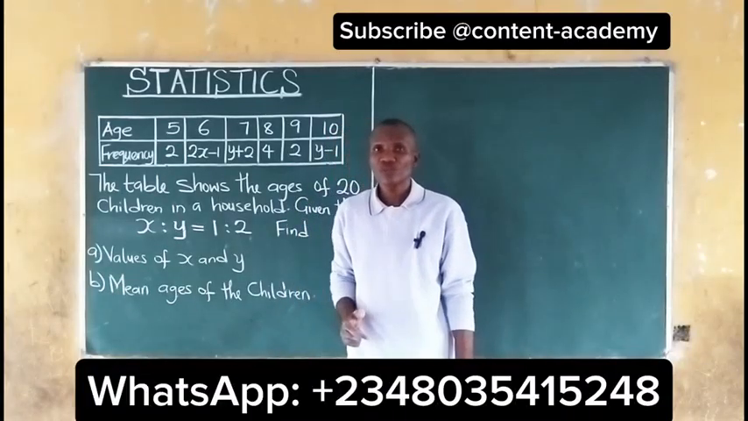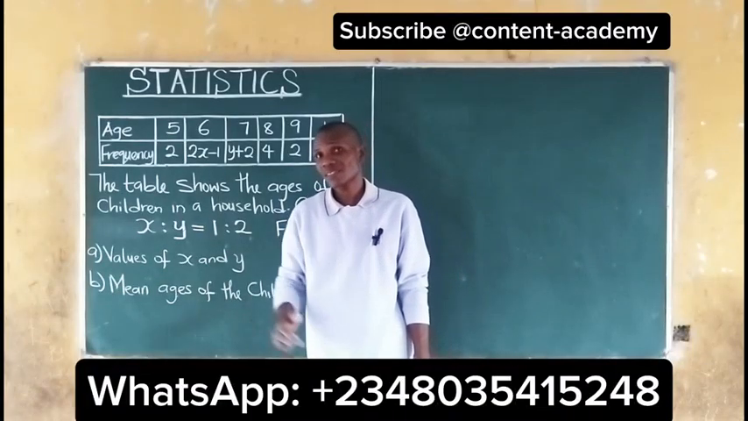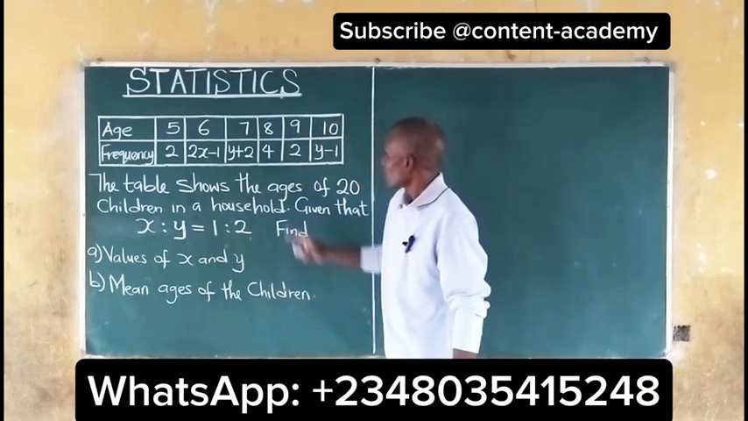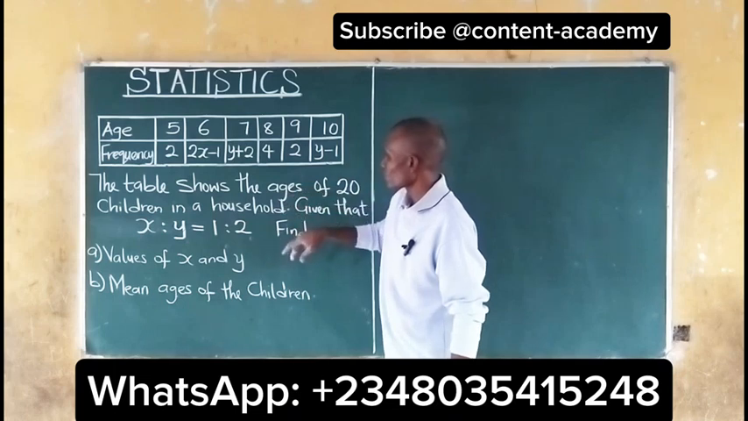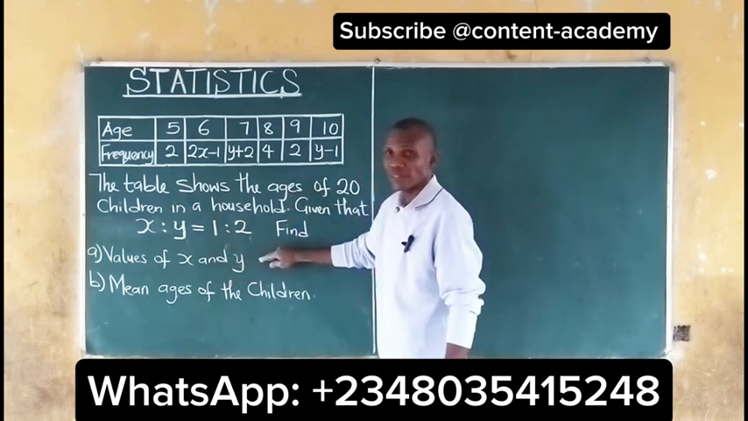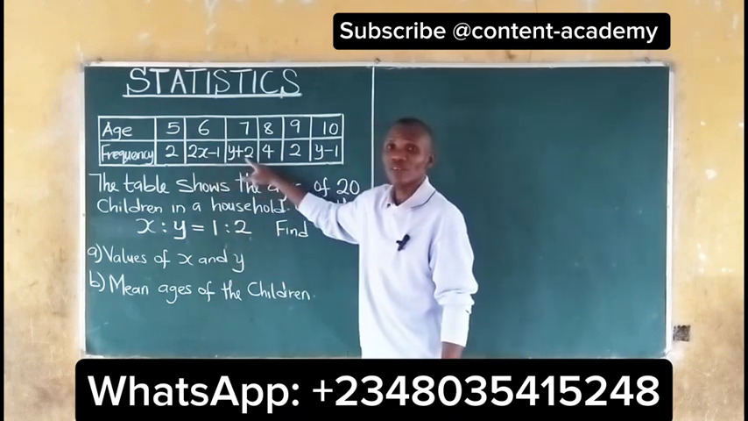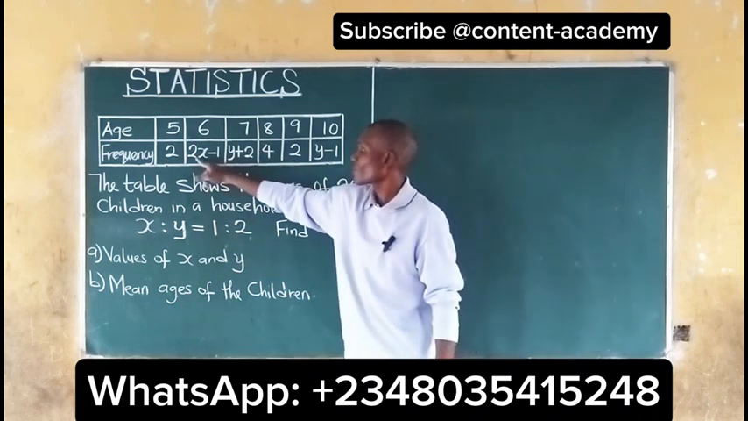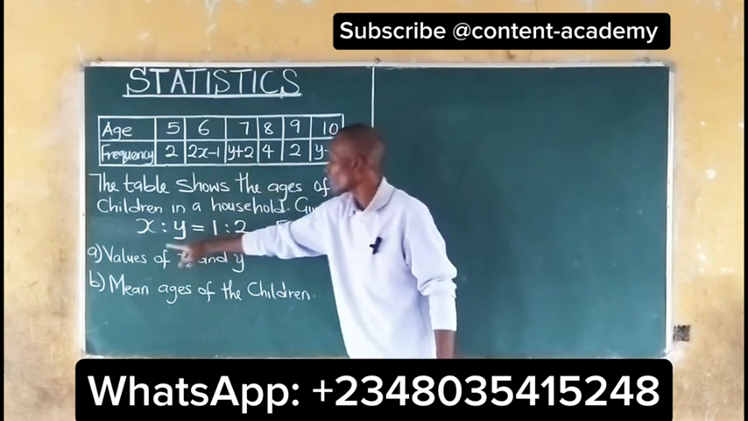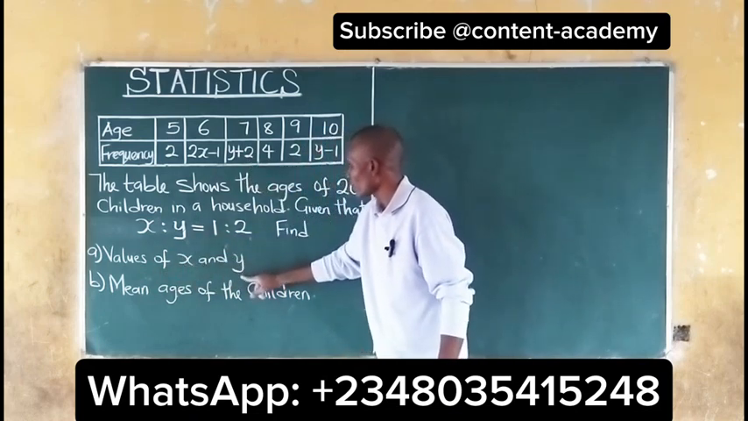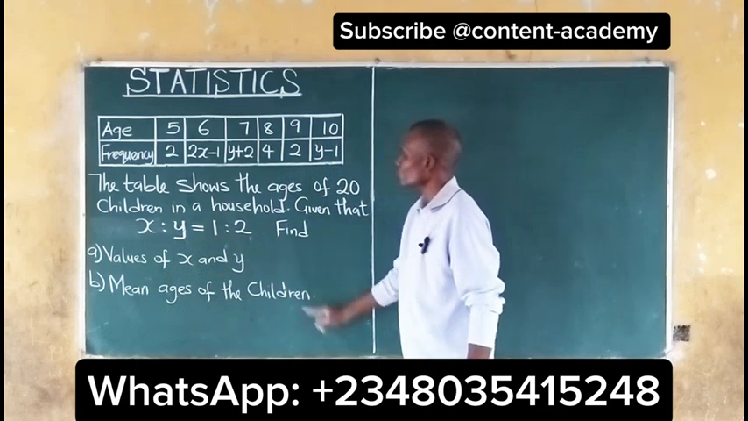In this tutorial video, we are to solve questions on statistics. In this question, we are asked to find the values of x and y. If we watch out, this is not our regular numbers. For example, we have 2x minus 1. So we are asked to find the values of x and y and the mean ages of the children.